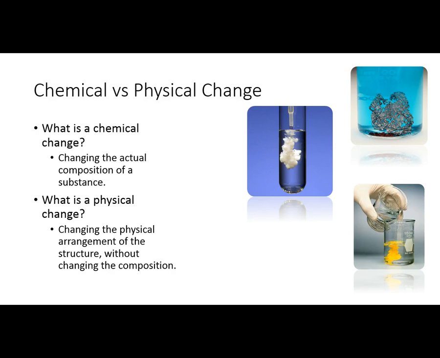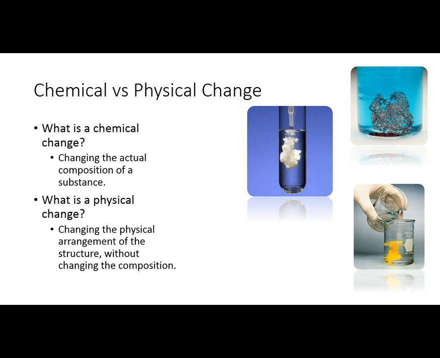Now, there are a couple of different ones. You've heard these before. First off, chemical change, where we're actually going to change the composition of the substance. It's going to lead to things like changes in color. We're going to be rearranging those particles in a way that they form something different, something new.